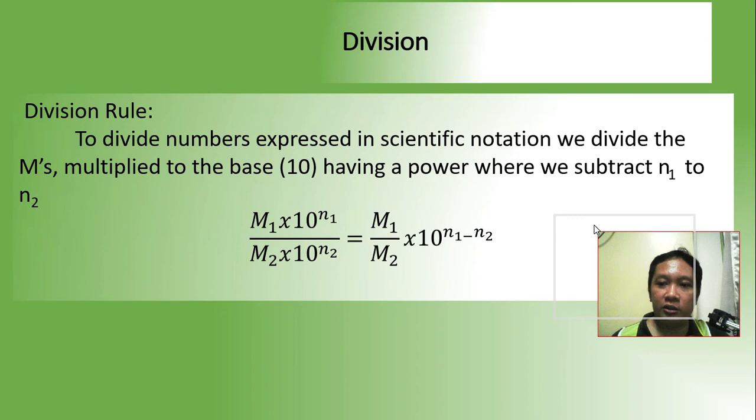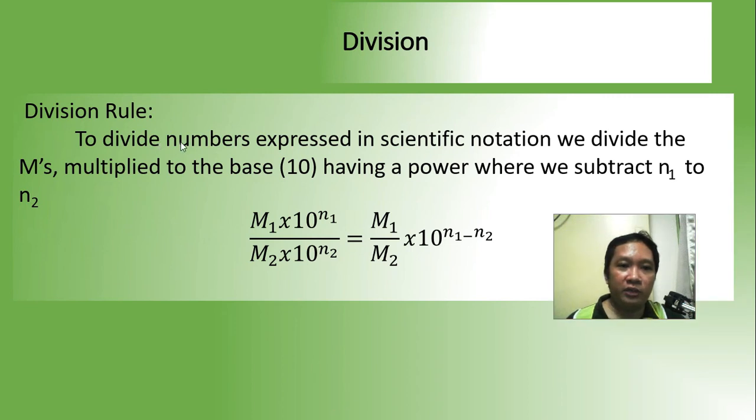In division, so we consider the rule. We divide numbers expressed in scientific notation. So to do that, we divide the m's. We have m1 divided by m2, multiplied to base 10, having a power where we subtract n1 to n2. So these are n1, the exponent of the upper one, and the n2 is the exponent of the second value expressed in scientific notation. So this is the general format.